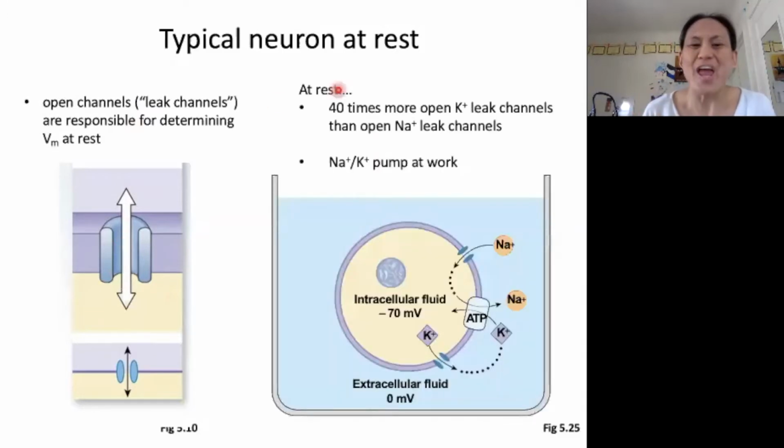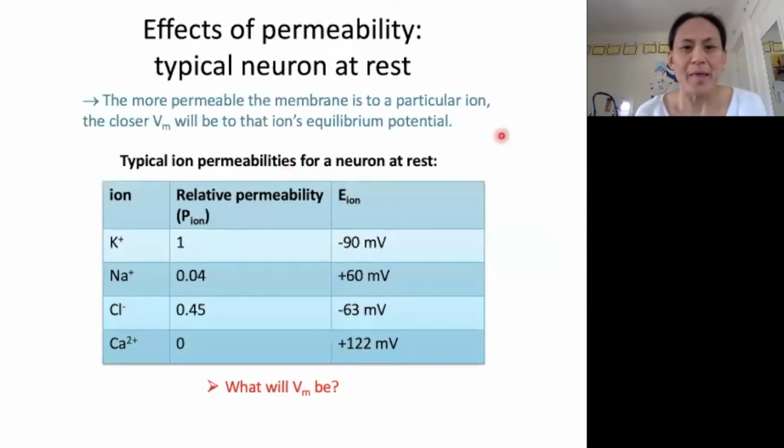At rest, we have about 40 times more potassium leak channels than we have sodium leak channels. Okay, and I also want to remind you that we have the sodium potassium pump at work setting up those ion concentration gradients. But let's take a closer look at the implications of this, the fact that we have so many more open potassium leak channels than sodium leak channels.